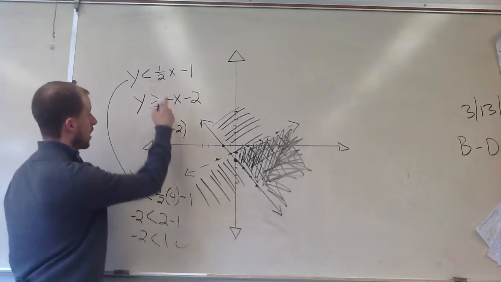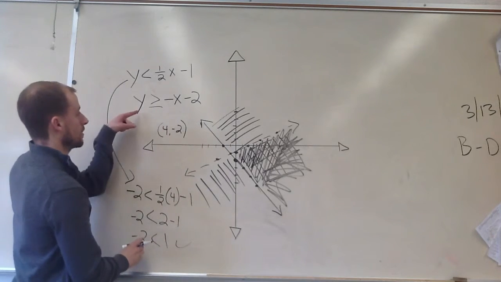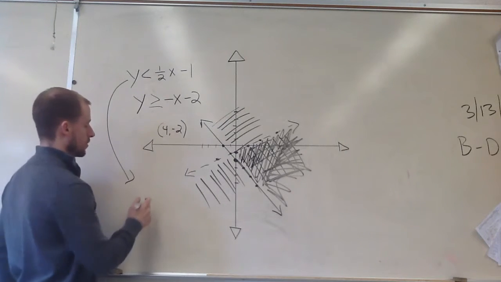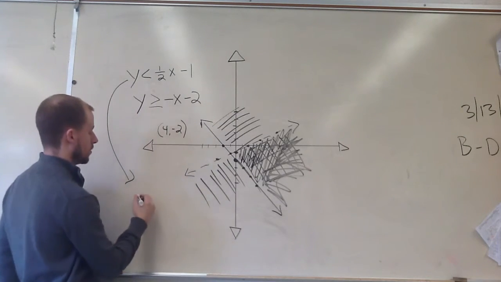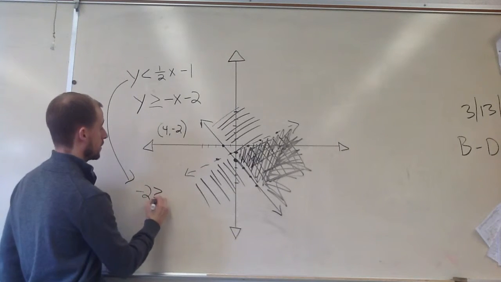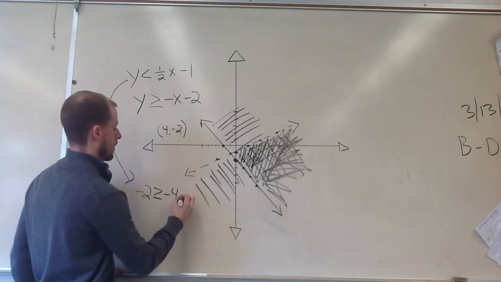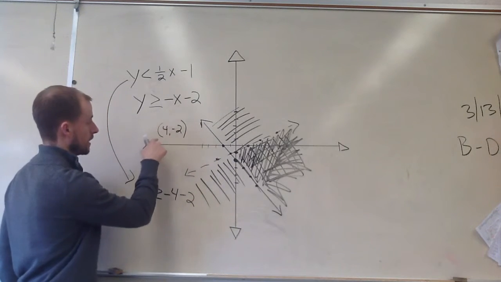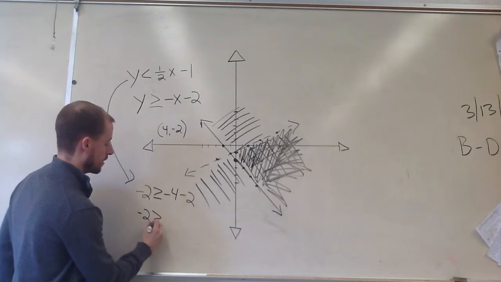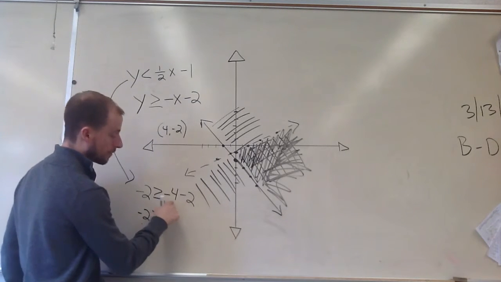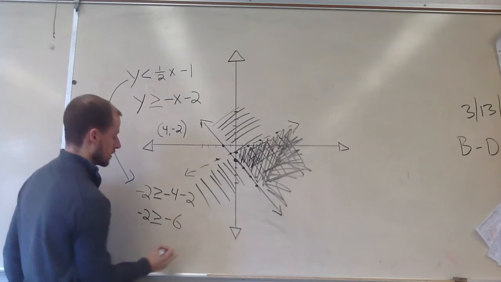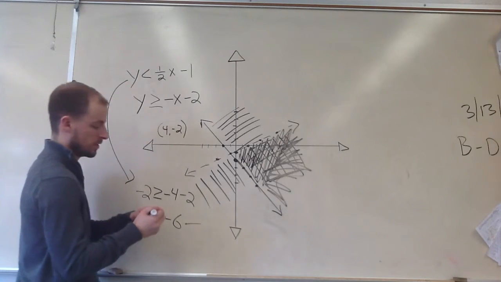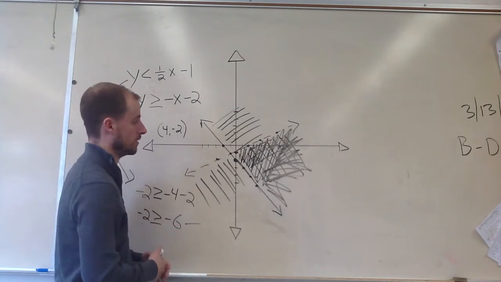But you have to check it for the other one too. So then you go back to this one, and you check the same point in the other inequality. -2, is it greater than or equal to -4 minus 2? All right? So you're wondering where I got, it was -x, so -4. So is -2 greater than or equal to -4 minus 2? -4 minus 2 is -6. -2 is greater than or equal to -6. So this one works. They work for both of them, so it is a solution to the system of inequalities.